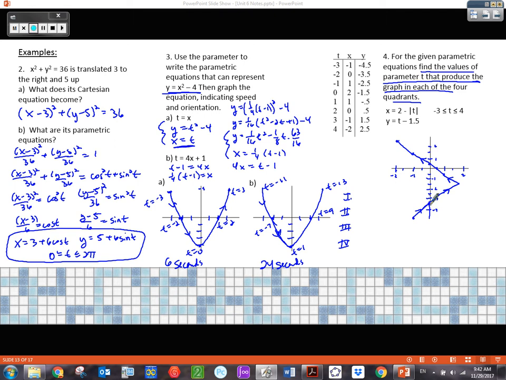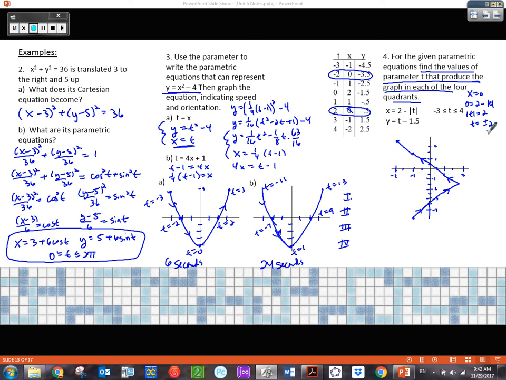So when we cross the y-axis, we cross into different quadrants, right? When x is 0. So let's just do some algebra here. Let's set x equal to 0. When x is 0, I would have 0 equals 2 minus absolute value t. So absolute value of t is 2, so t is plus or minus 2. And we actually could have gotten that off of the chart. When x is 0, t is plus or minus 2. Okay, so that's going to be important for us. When we cross the y-axis, it's going to be either at 2 or -2, depending on where we are.